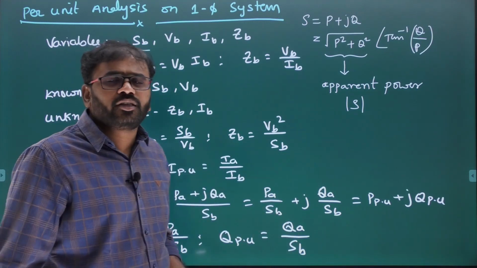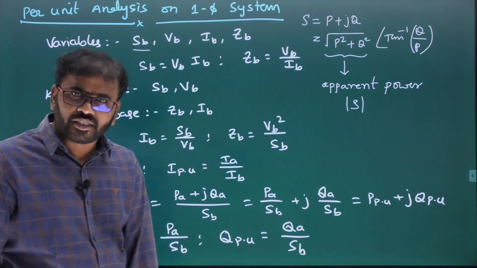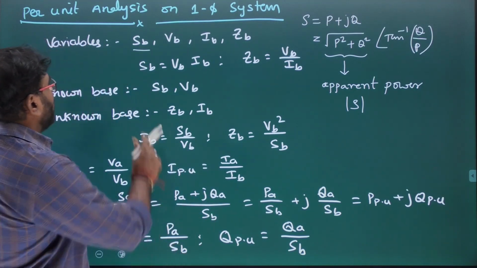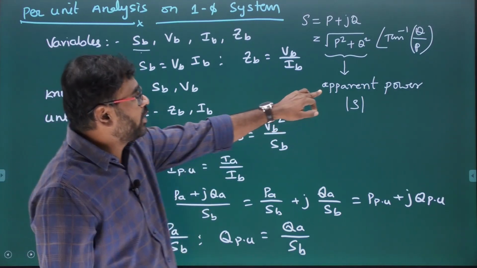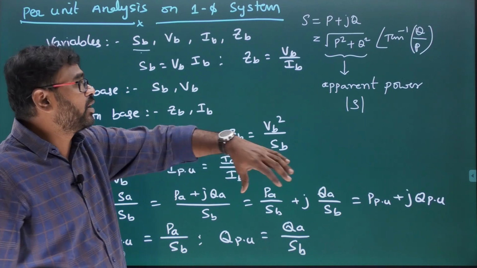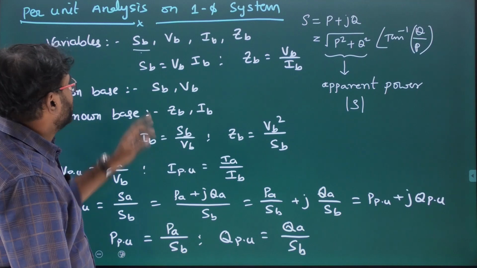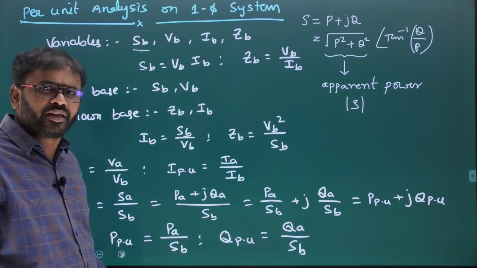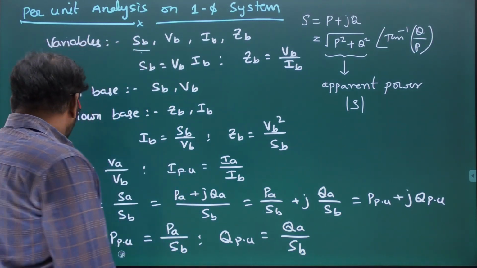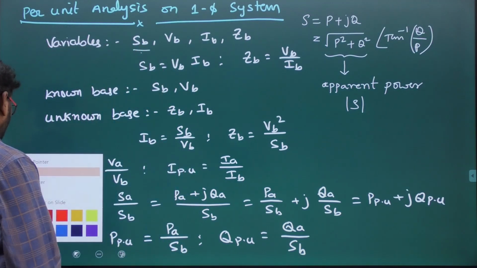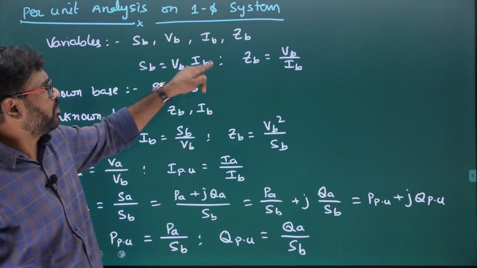See, we know that base quantities always have magnitude, no phase angle. That's why when I say S base, that is not complex power base. That is apparent power base, because apparent power does not have any phase angle, but complex power has some phase angle. So that's why S base means it is an apparent power base. 100 MVA is the S base. Correct or not? Clear? So we need to say it is apparent power base. Next, V base, I base and Z base.